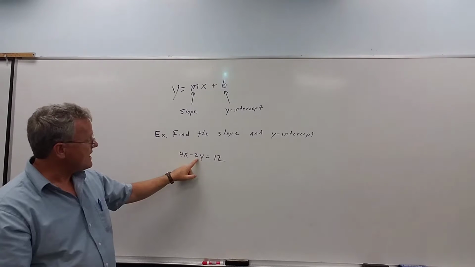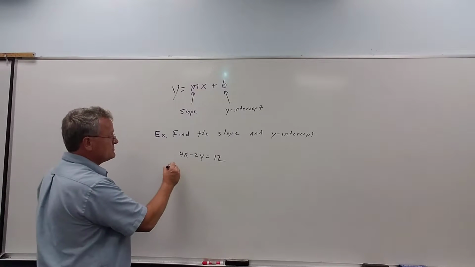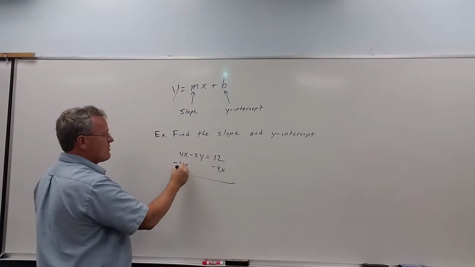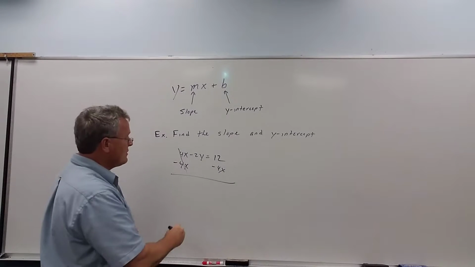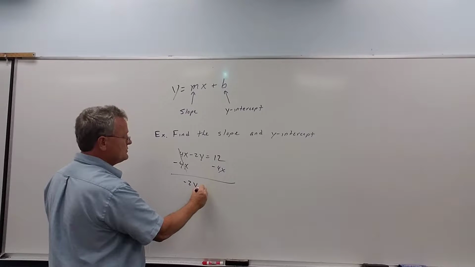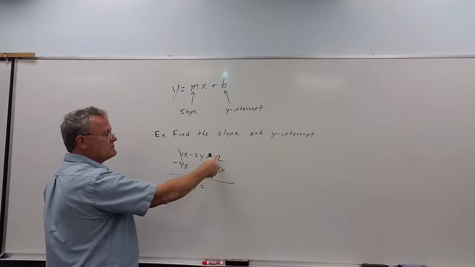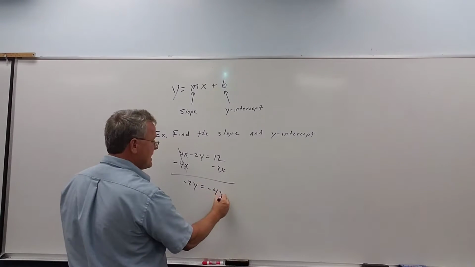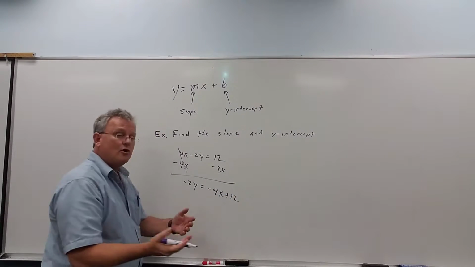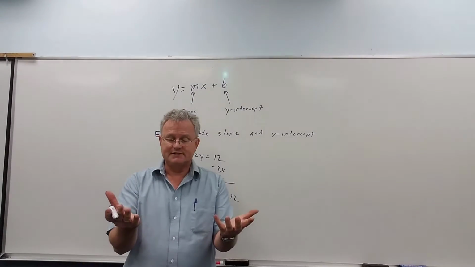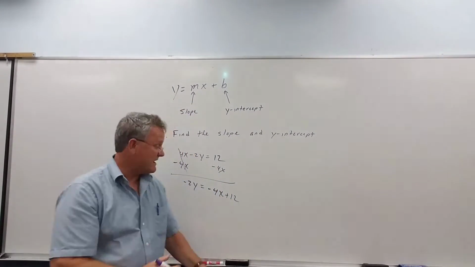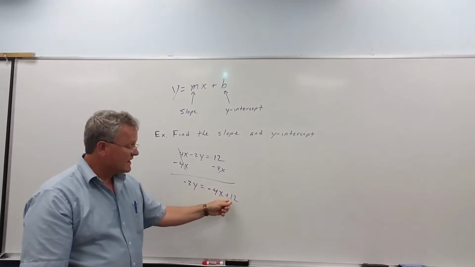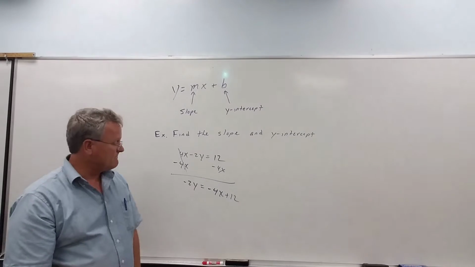So to solve for y, let me subtract 4x from both sides. So we subtract 4x. 4x take away 4x is 0. That leaves us with minus 2y. Over here, I could write this as 12 minus 4x, but let me write it as minus 4x plus 12. Remember, 5 plus 7 is the same as 7 plus 5. So if I write this as 12 plus negative 4x or negative 4x plus 12, it's really the same thing.